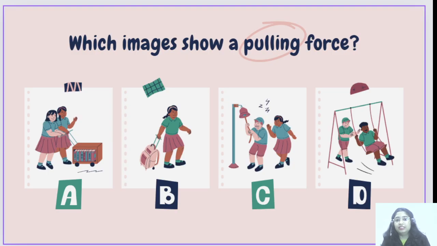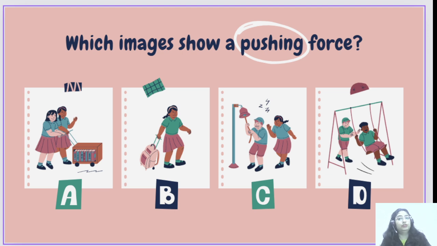Okay. So in this image, the question is: which images are showing pulling force? A, B, C, D. Guess the answer. What are the pulling forces? And I hope you have already imagined your answer. So the next question is: what are the pushing forces? A, B, C or D? What are the pushing forces?